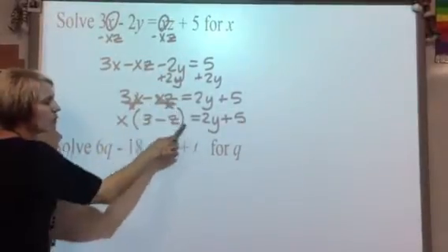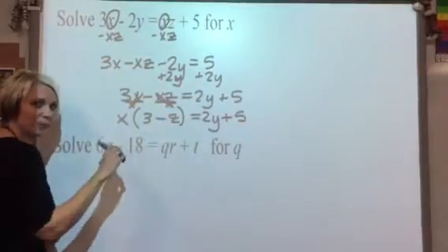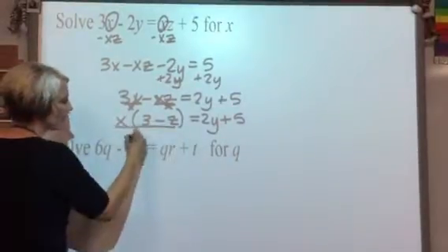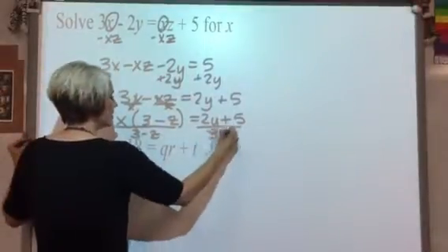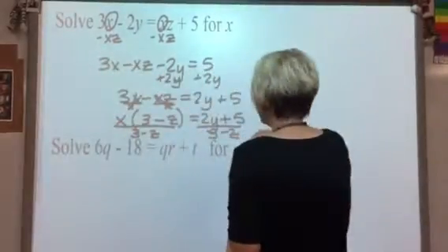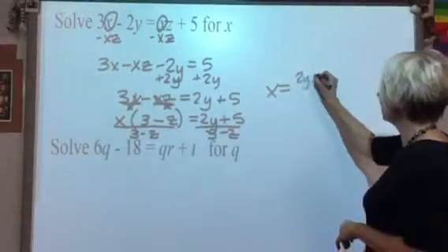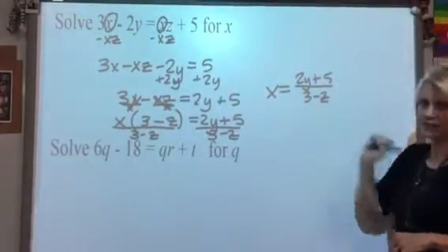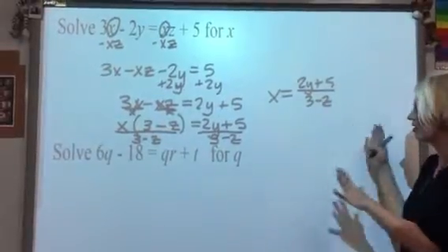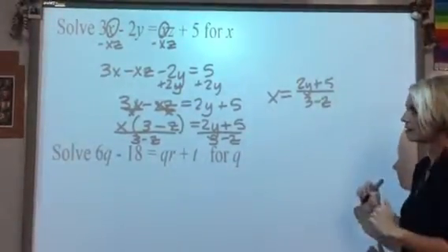So to get rid of this whole thing, this 3 minus z, just like the example we did on the other slide, you can divide by that whole thing because it's being multiplied to the x, and so we divide this side as well. So I'm left with x equals 2y plus 5 over 3 minus z, and I would just keep it this way. I would not change a single thing. I would just leave it like this.